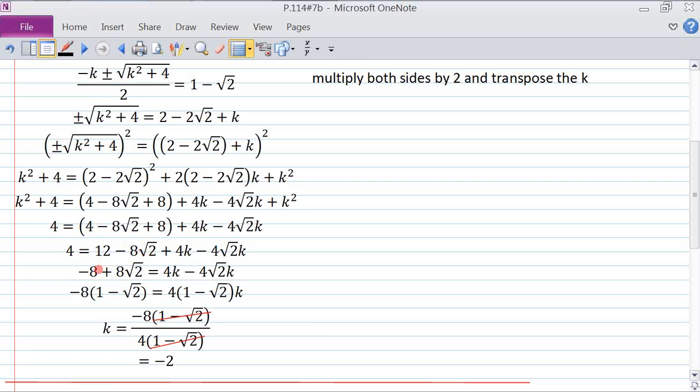4 minus 12 gives us minus 8, and the plus 8 root 2 gives us minus 8 root 2 on the right gives us plus 8 root 2 on the left. This stays the same and this stays the same.